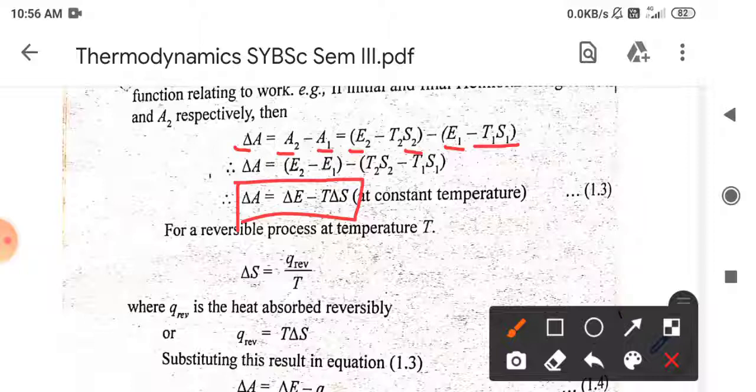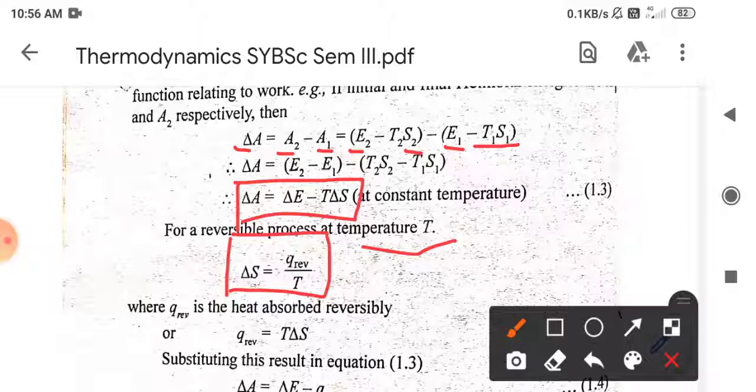So this is the expression for Helmholtz free energy. For a reversible process at temperature T, the heat energy and the entropy are related by the second law of thermodynamics, that is delta S is equal to what? Q reversible upon T. So this is the expression for the second law of thermodynamics.